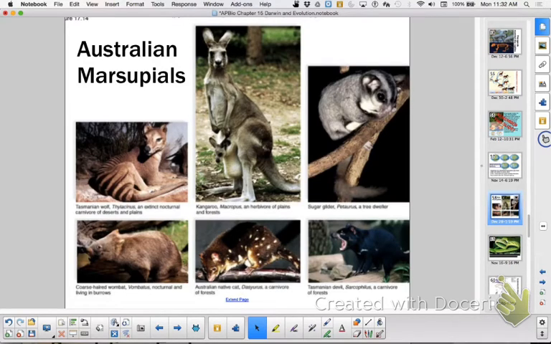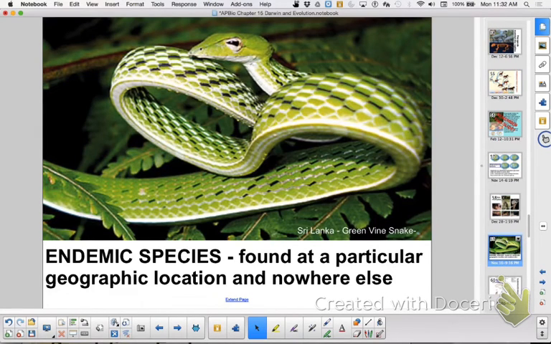All right. And then endemic species. So this is found at a particular geographic location and nowhere else, like this green vine snake in Sri Lanka. I want one. I'm gonna buy one. Found at a certain geographical location and nowhere else.